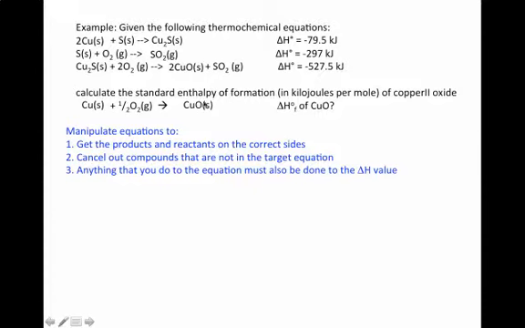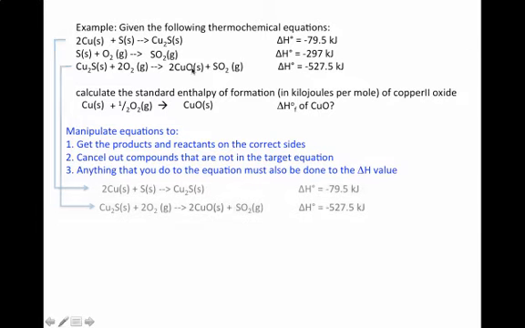What else? I have copper 2 oxide on the right hand side, and the third equation has copper 2 oxide on the right hand side. So we're going to leave those equations as they are and bring them down and now have them down here. So this is where we're going to work. We're not going to work with the format up there. If we need to do anything, it'll be down here.